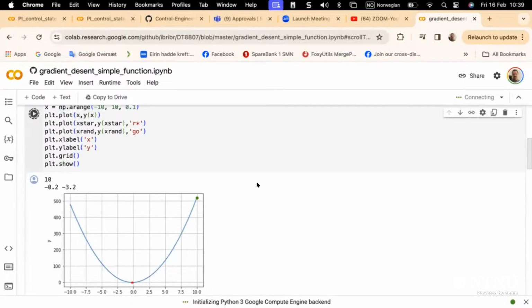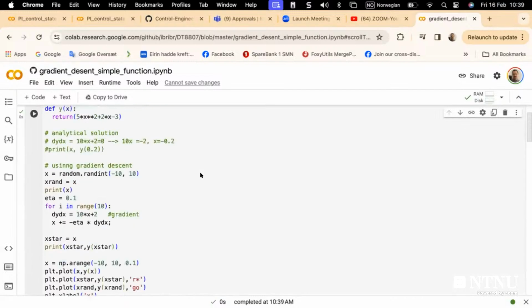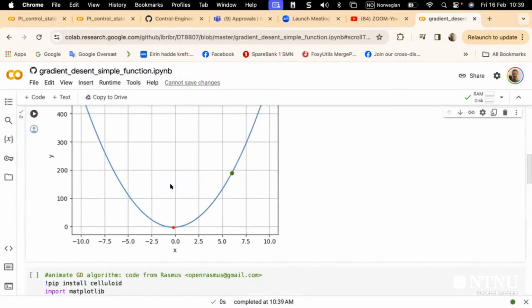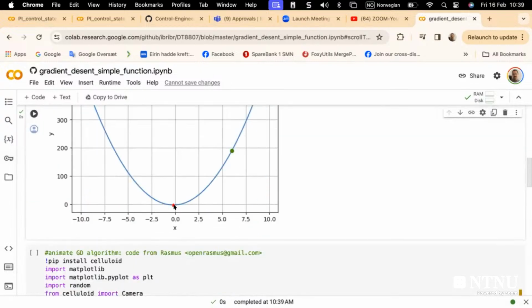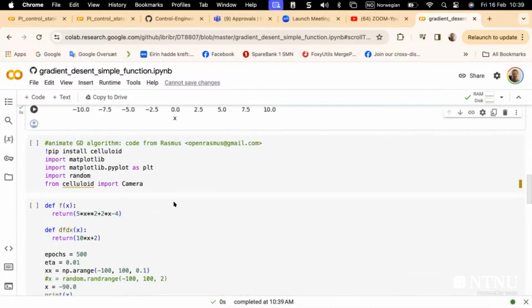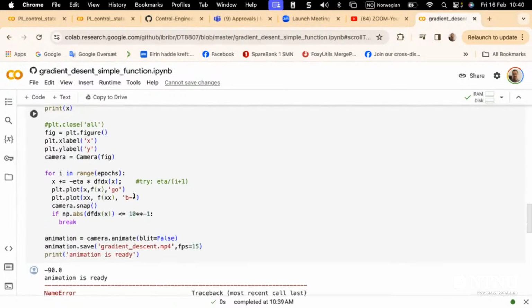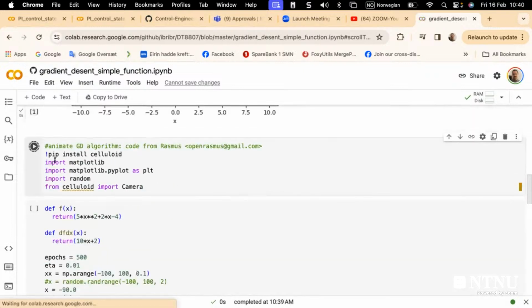Now I'm starting from a random point. I'm just starting x as a random starting point from minus 10 to 10, for example. As you can see here, the green point is where I'm starting from, and we should be able to reach this red point, which is minus 0.2. This is just to simulate it.